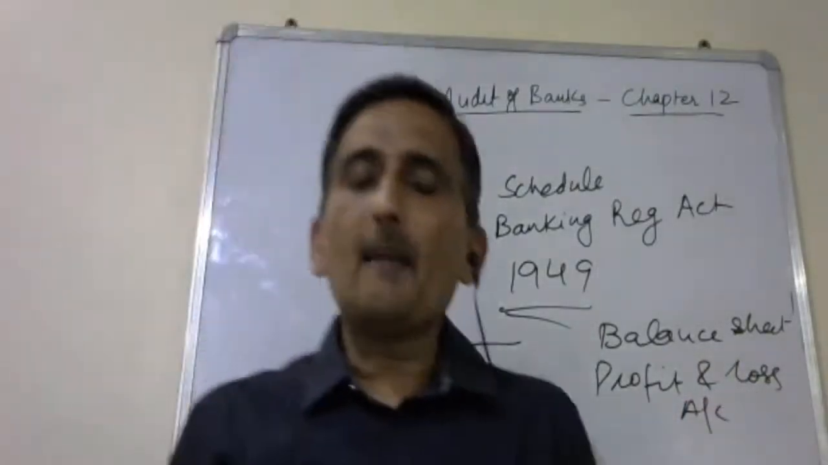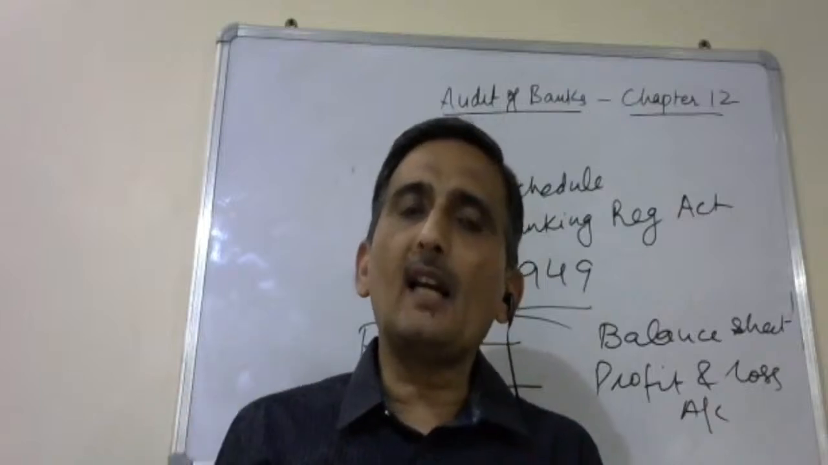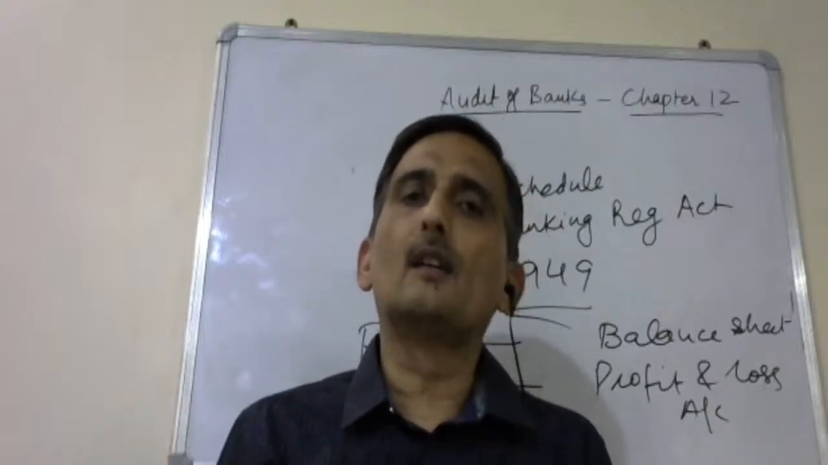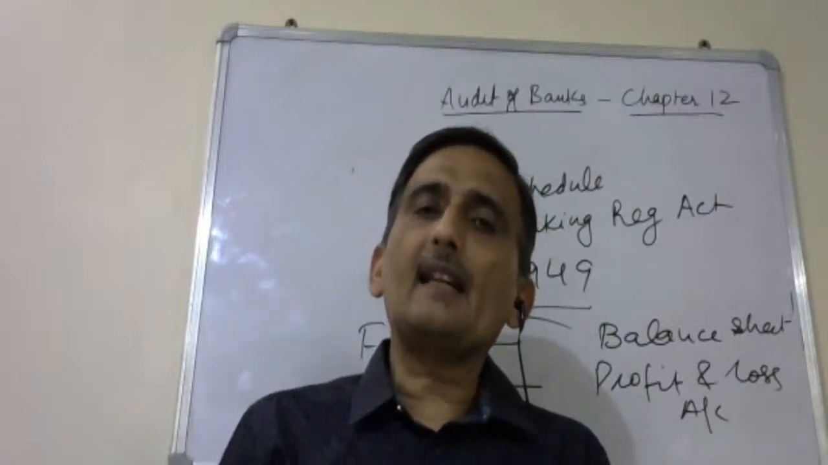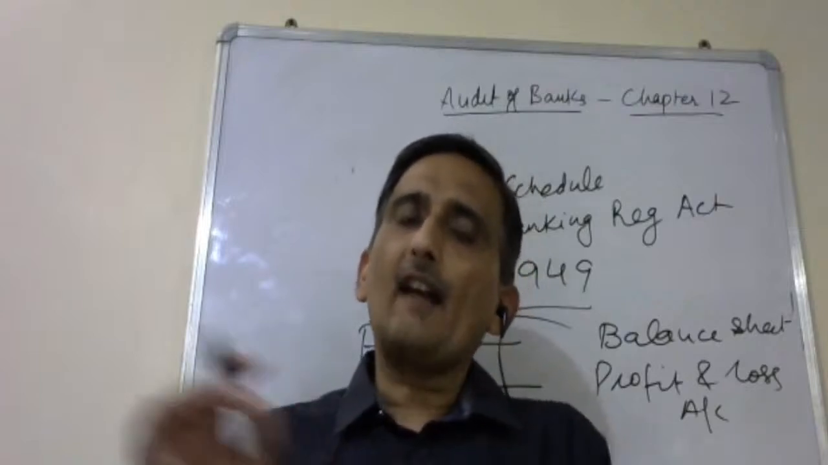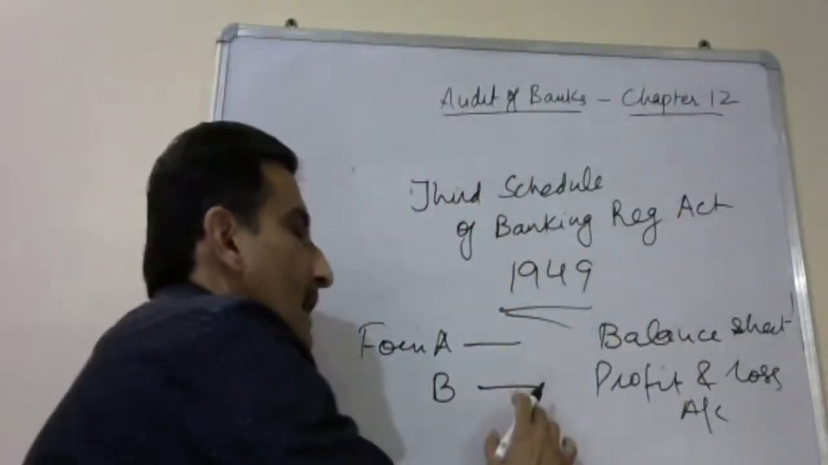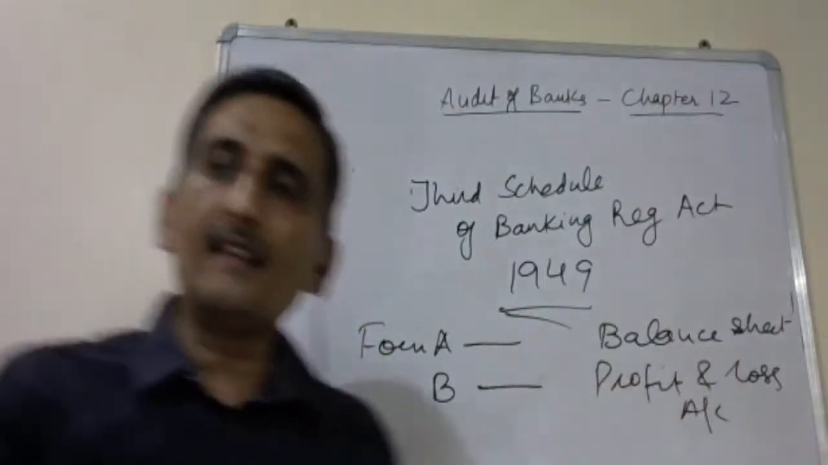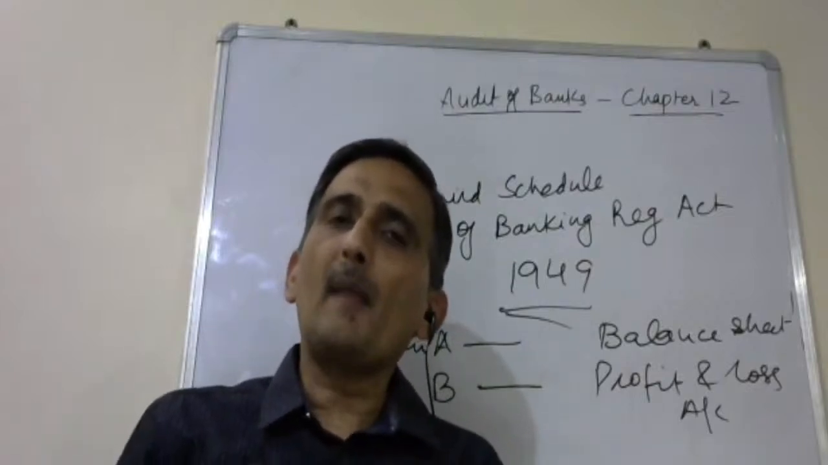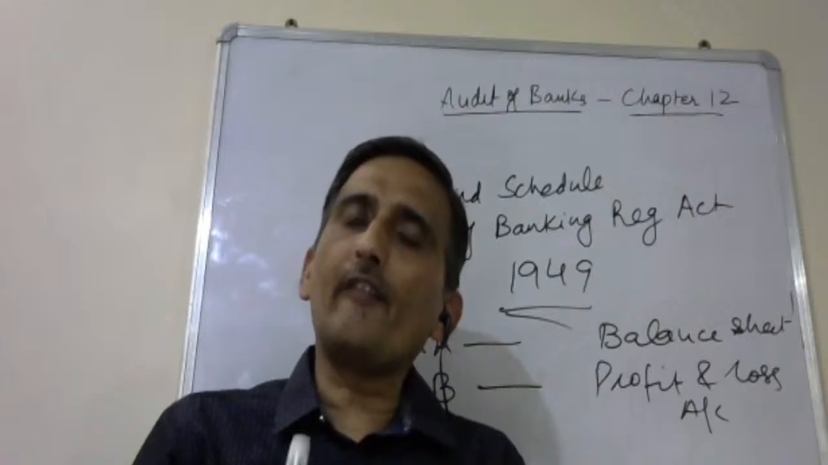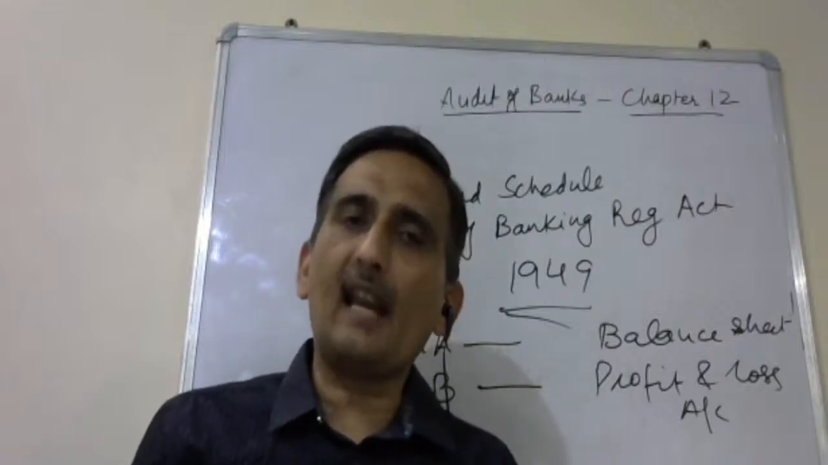So is that clear? I am again repeating, that is very important, that the balance sheet of a bank is prepared in accordance with the Third Schedule of the Banking Regulation Act 1949, and it consists of two parts, Form A and Form B. Form A consists of the balance sheet, and Form B prescribes the format of the profit and loss account. Is that clear? Fair enough, guys? So now we will see what are the main heads of the balance sheet of a bank very broadly, and then we will come to the terms associated with advances. Okay.